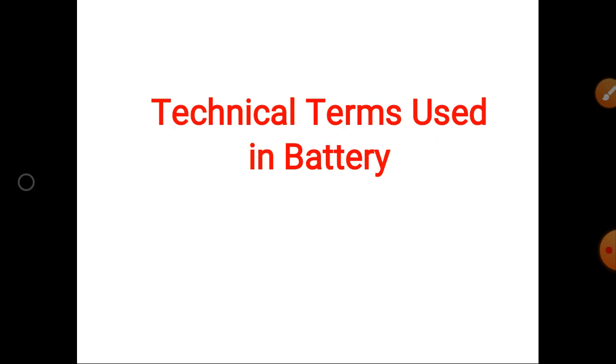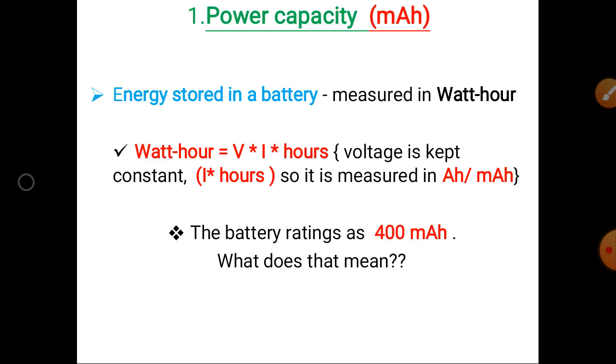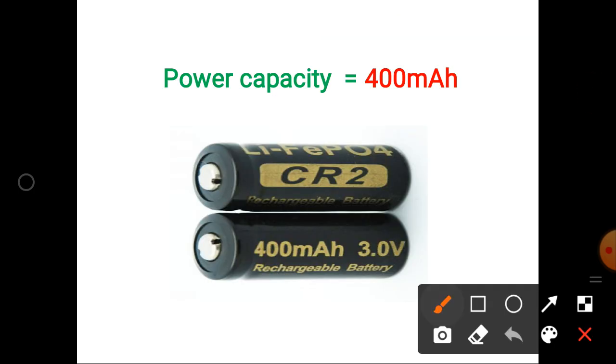And next we will see what technical terms are used for the battery. The first one is the power capacity. In each and every cell we have seen the specifications they have mentioned, that is, milliamp hour and also voltage rating. The power capacity represents the energy stored in the battery. It is normally measured in terms of watt hour. So we know the formula for watts: the watt is nothing but voltage into current.